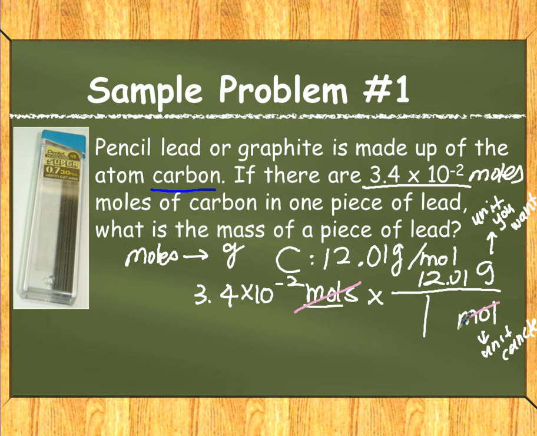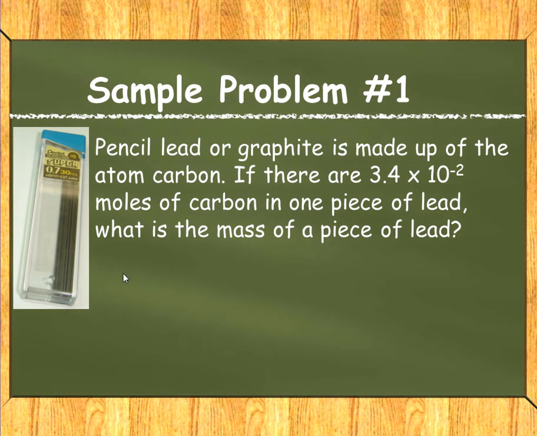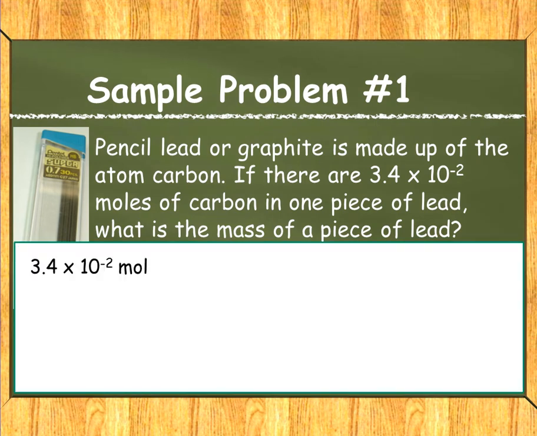Do I cancel out my numbers? No. Okay, better question. Do I multiply or divide? Multiply. I multiply across, right? And then I divide at the bottom. So, I'm going to erase this right now. I'm going to restart what I wrote on the PowerPoint. So if you didn't follow what I said, I want you to watch it carefully, okay? So we're starting with 3.4 times 10 to the negative 2 moles.